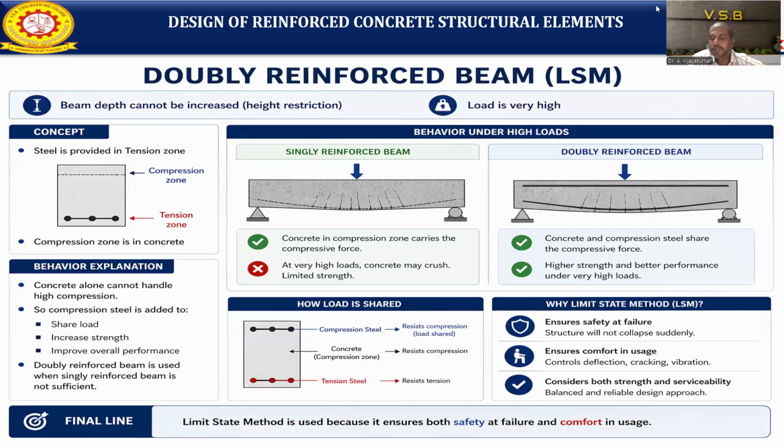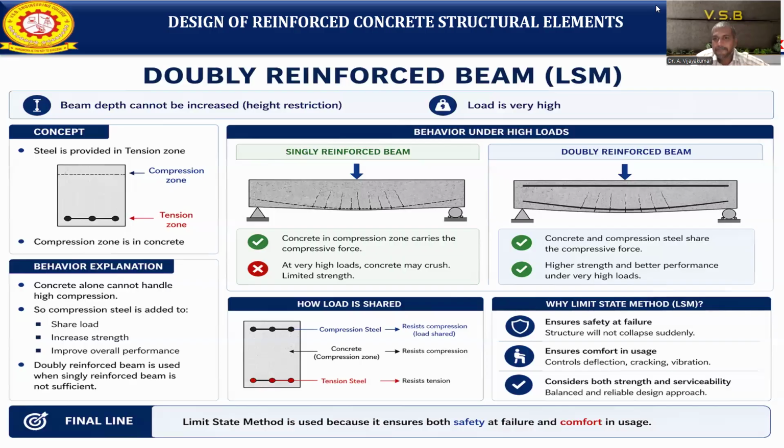Why are we using the limit state method for doubly reinforced sections? To ensure safety at failure, so the structure will not collapse suddenly. It will give a warning, and we also ensure comfort in usage. It will control deflection, cracking, and vibration. Everything is controlled in the doubly reinforced section. So here, considering both strength and serviceability, we get a balanced and reliable design approach for the doubly reinforced beam.